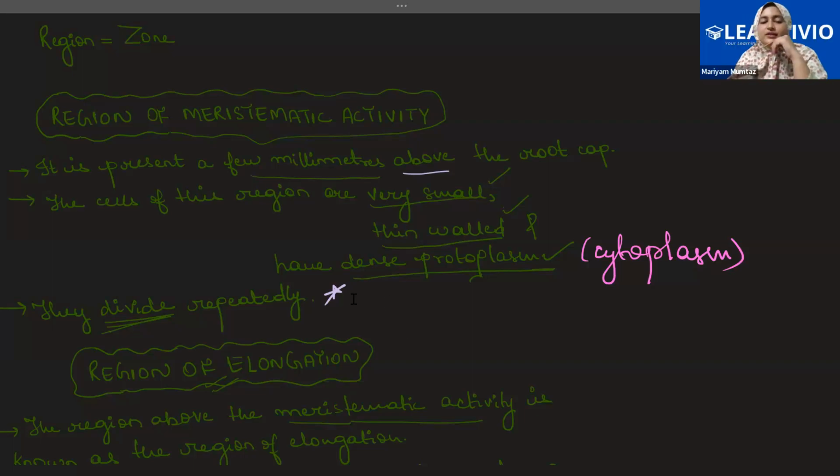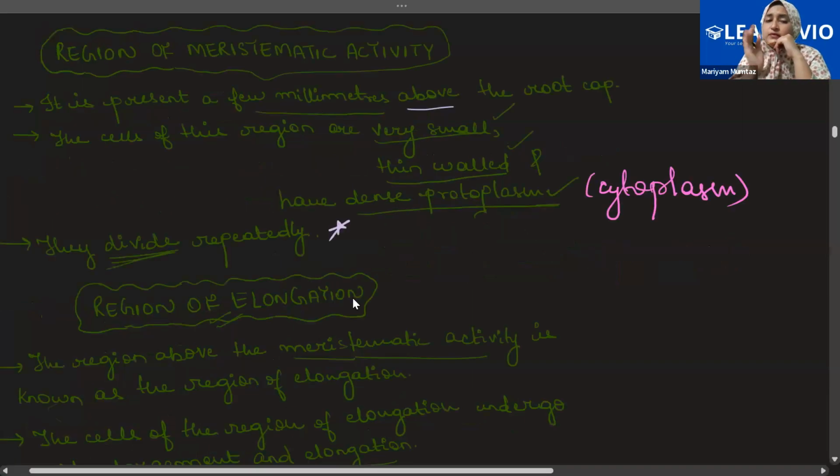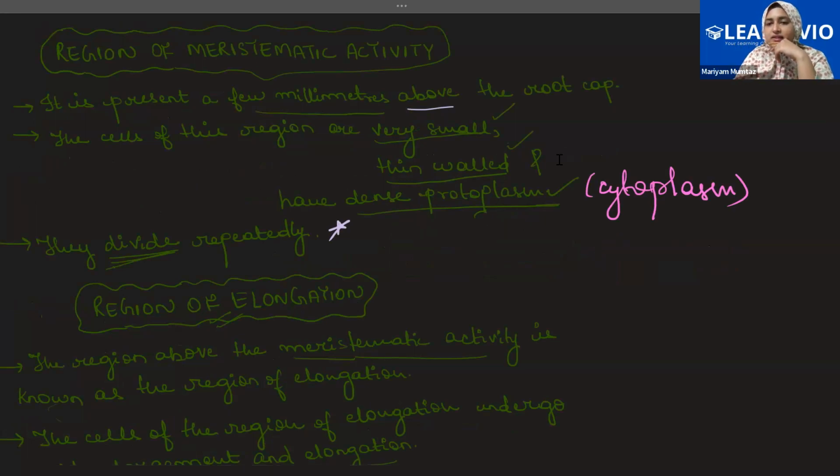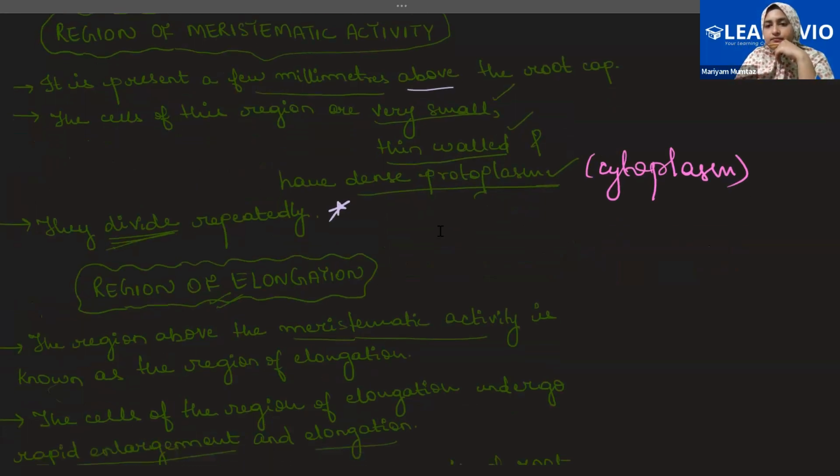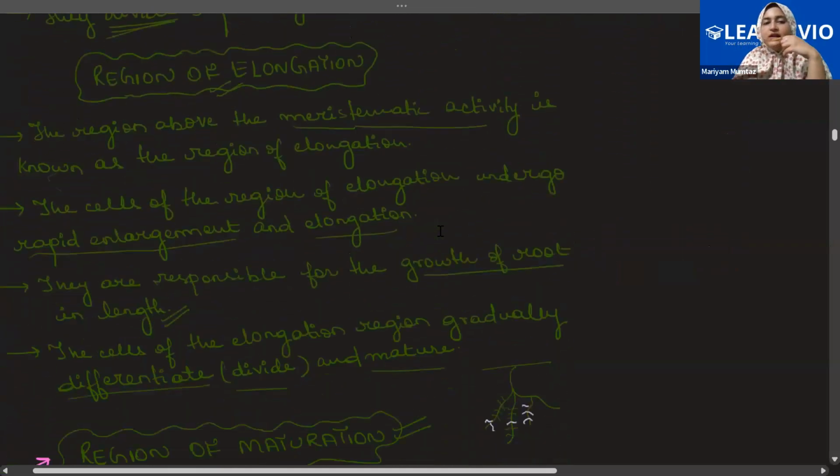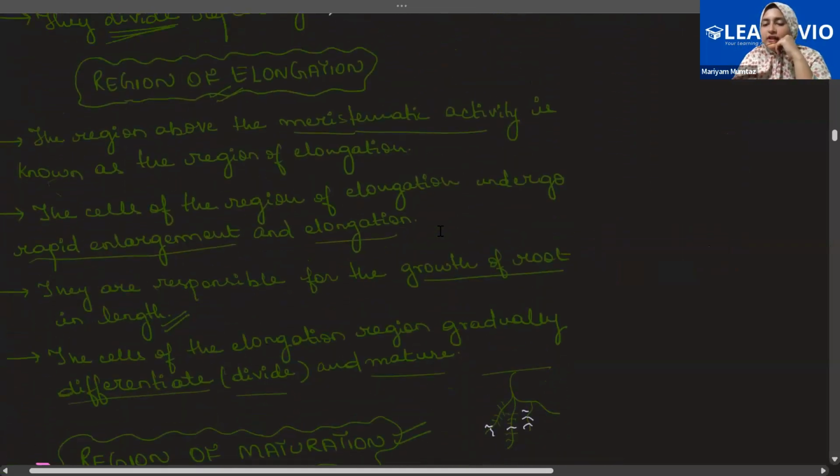All right. So as I was saying, we are through with the region of meristematic activity. Does anyone have any doubts in the region of meristematic activity? No, ma'am. Okay. Now moving on to the region of elongation.